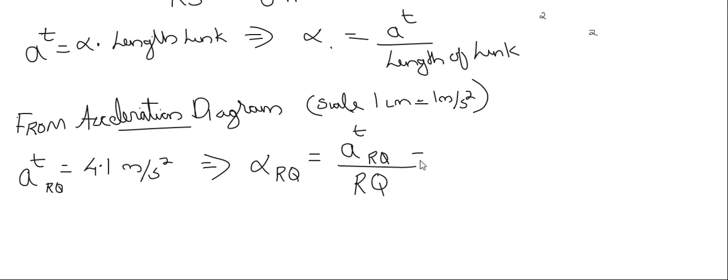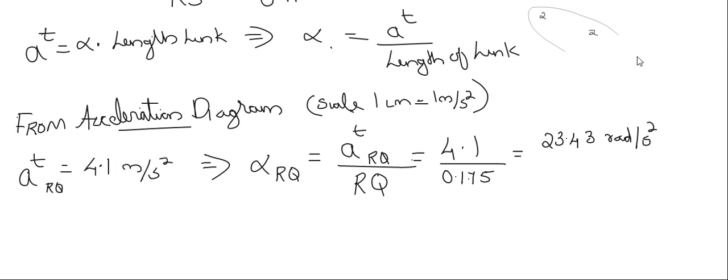So that will be 4.1 divided by the length of the link, which was 175 millimeters, so 0.175 meters, and you will get the answer as 23.43 radians per second square. So that is your first answer. Radians per second square, because it is angular acceleration. Like meter per second square, in angular acceleration there will be radians per second square.